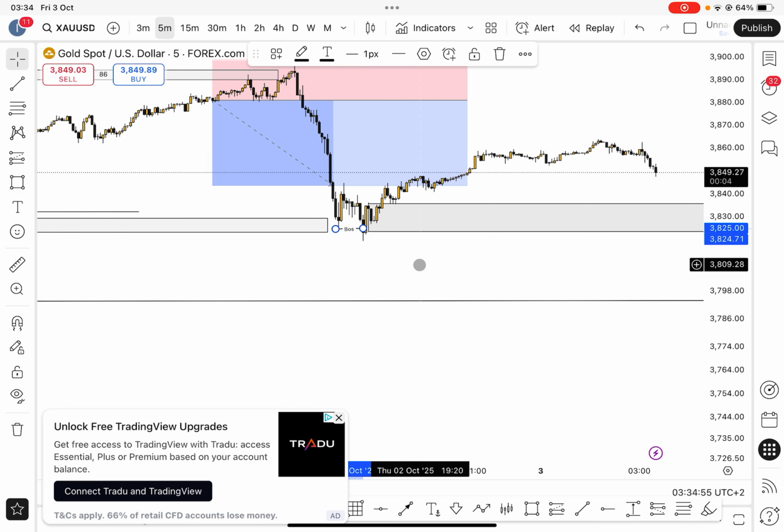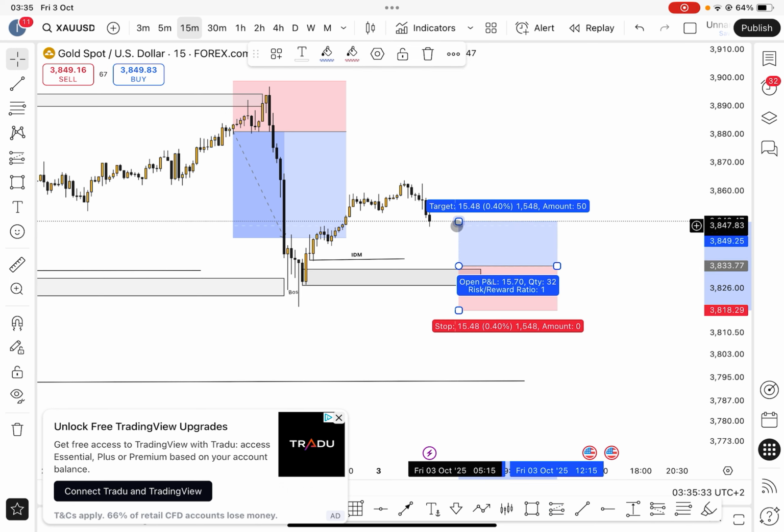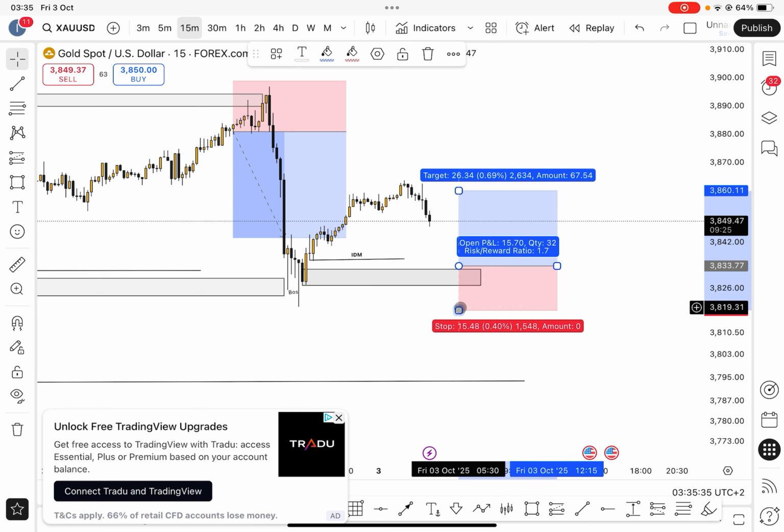Then this is what I'll be waiting for gold here. If I can get that, then I target my 1:2. This is going to be my, I target my 1:2 here. So this is my own analysis on gold for today. This is what I'm targeting on gold for today.